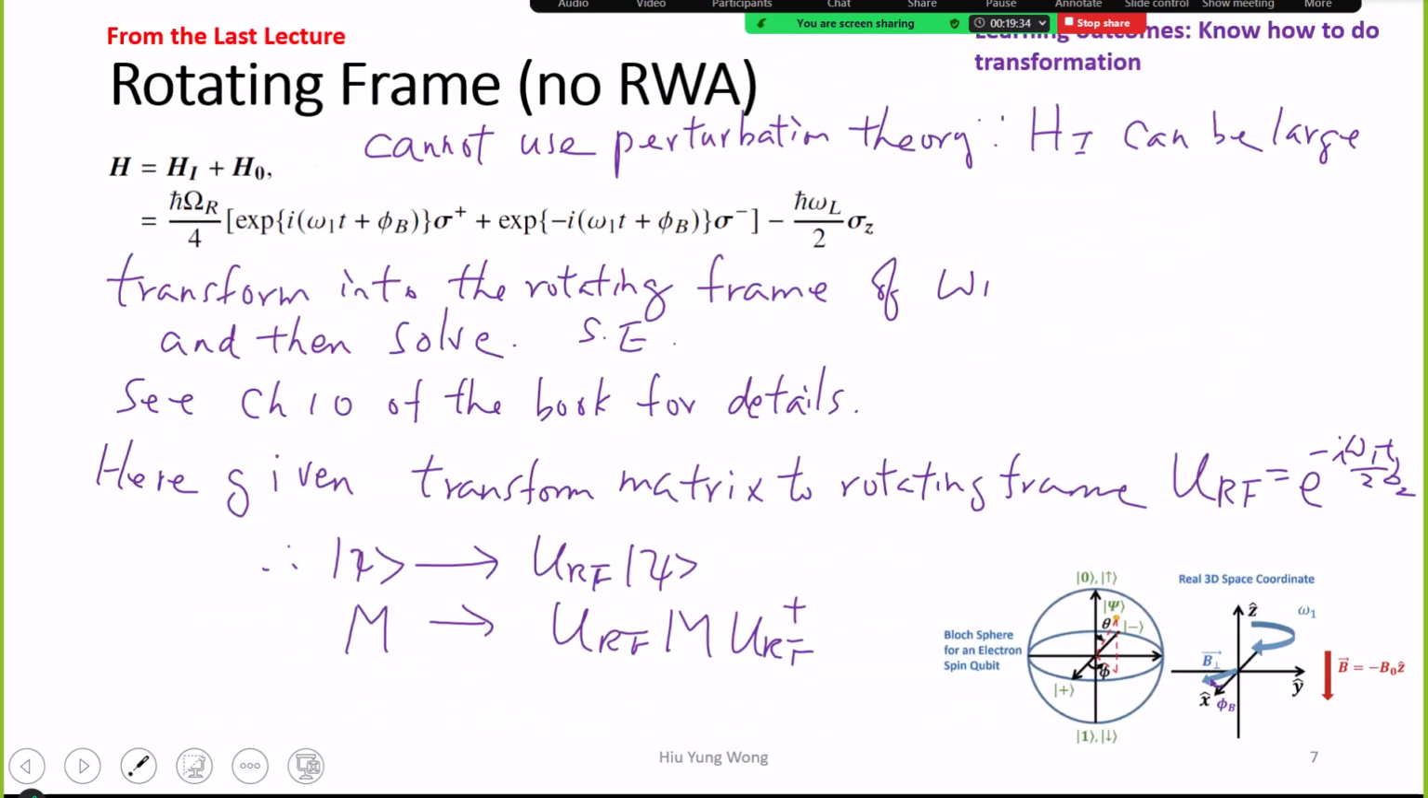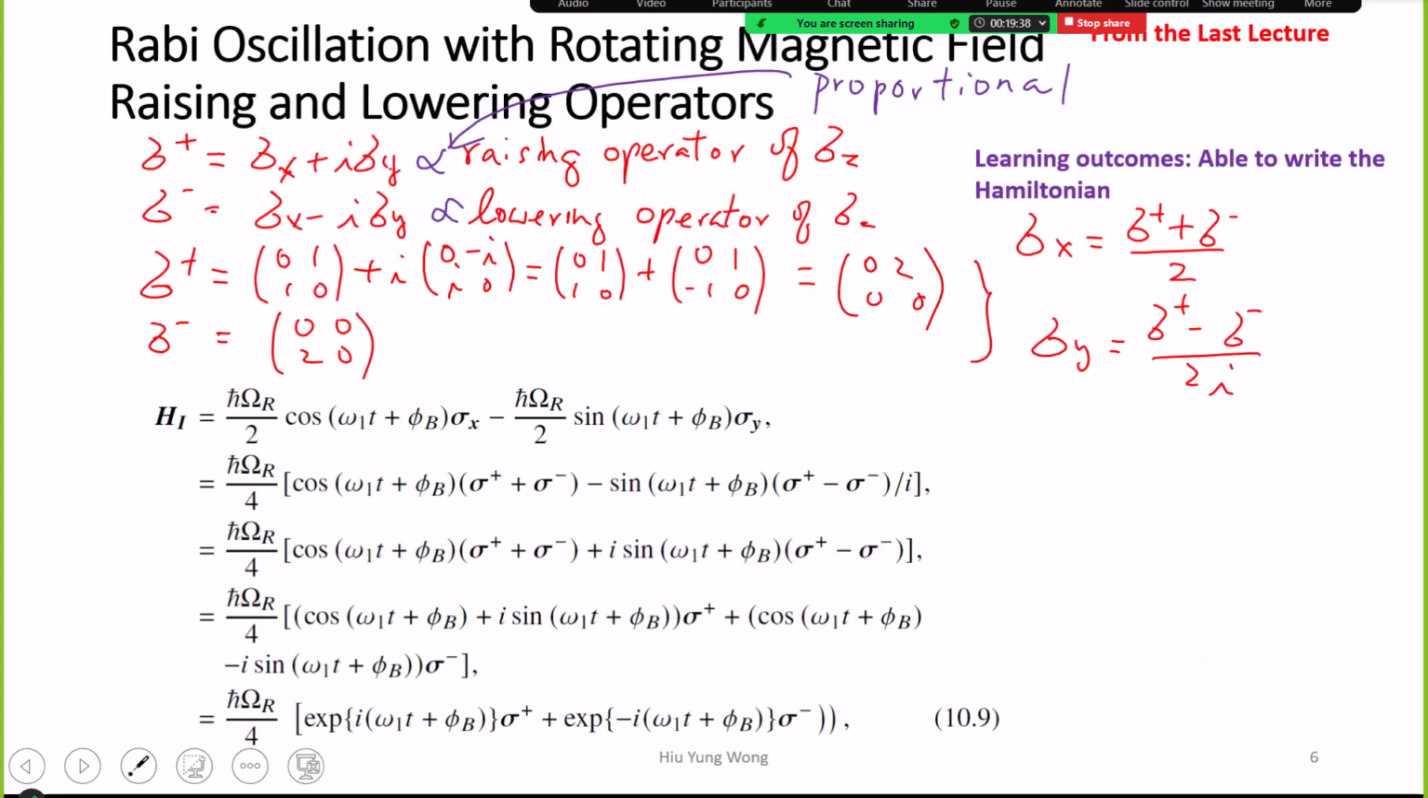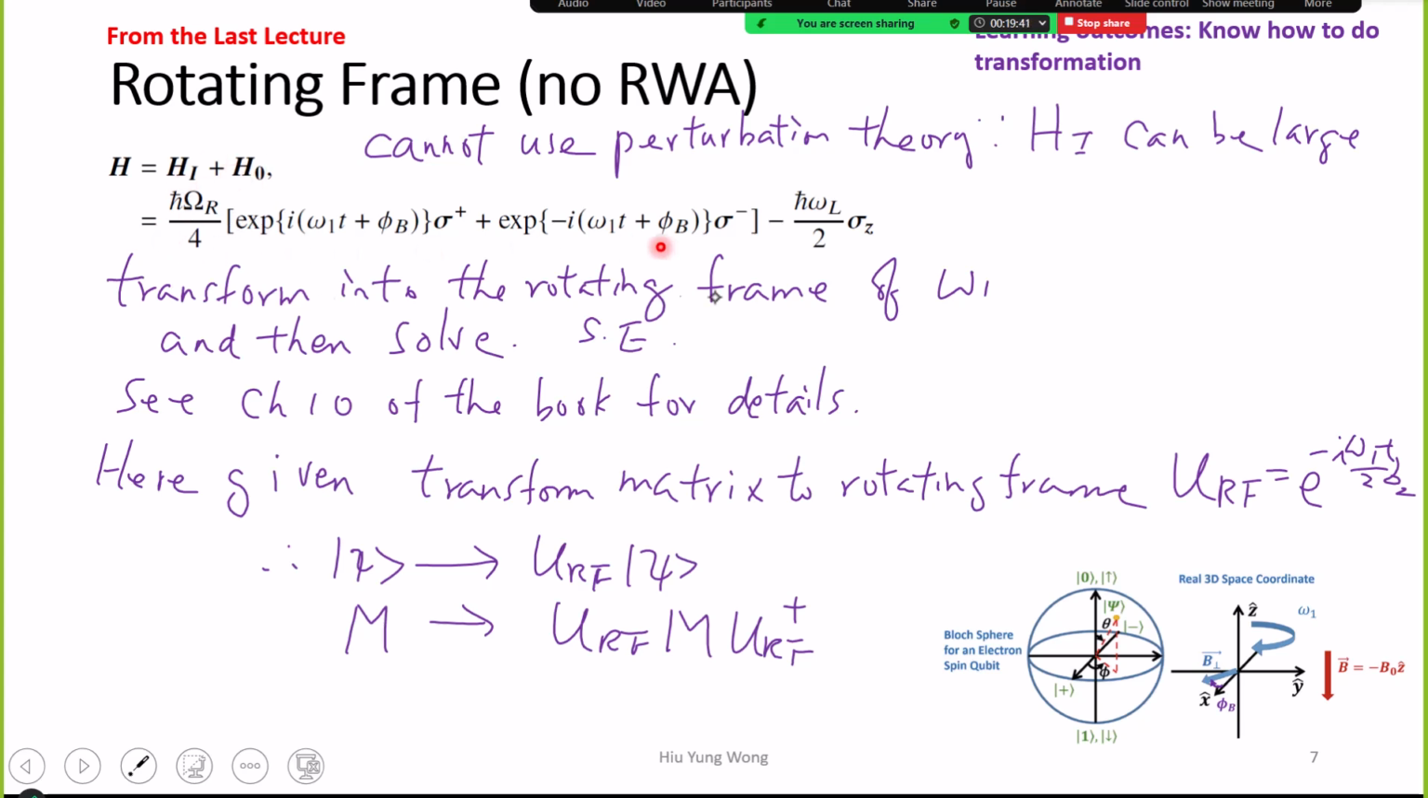Okay, so with this, we try to solve. You have the HR, you have H0, then I should be able to solve it. Yeah, you can do it numerically, but now we are trying to solve it from another view.